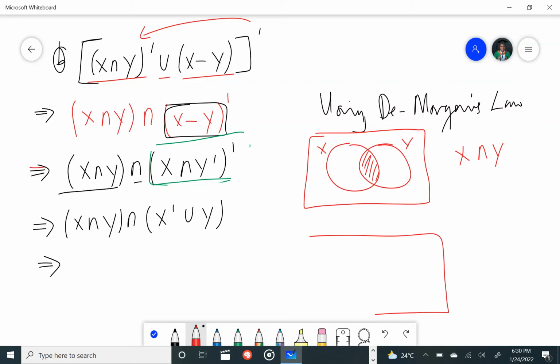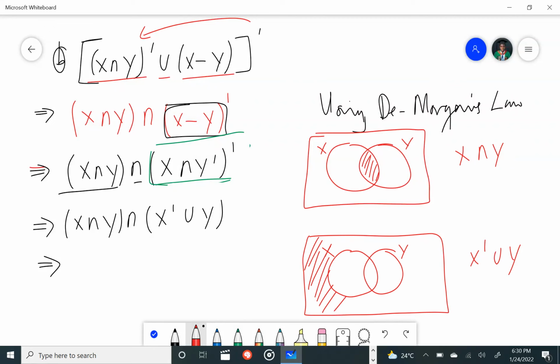Then let's now write the second one, which is x complement union y. So how do you shade that? So what's x complement? X complement is going to be everything outside x. So let's shade everything outside x. So once I've shaded everything outside x, and we said what does the union do?